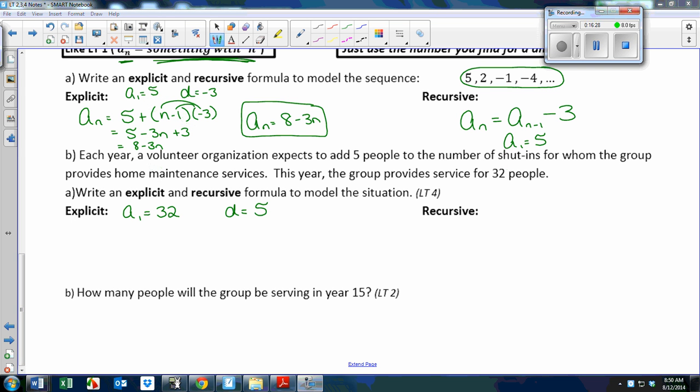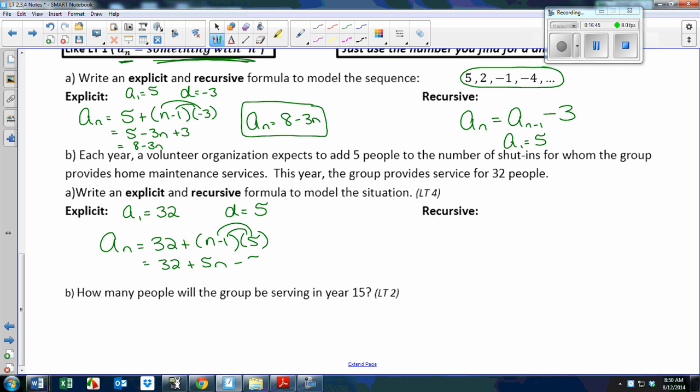All right, we're going to go through it kind of fast, but for the explicit, a sub n will equal 32 plus n minus 1 times 5. I prefer you distribute your d, distribute the 5, and combine like terms. So that will become 32 plus 5n minus 5, and then you combine the 32 and the negative 5, and it will be 5n plus 27. If you put 27 plus 5n, that's fine. They're the same. But your answer, a sub n equals 5n plus 27.